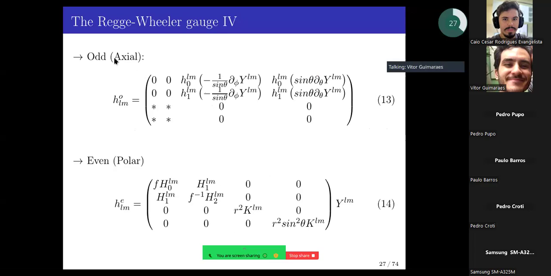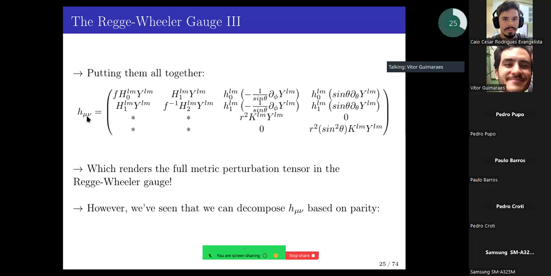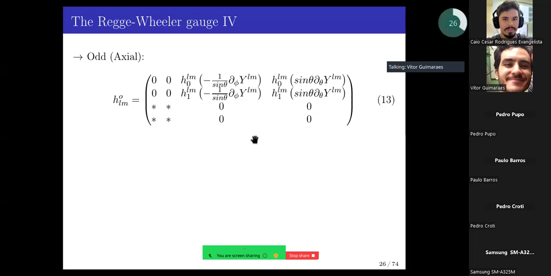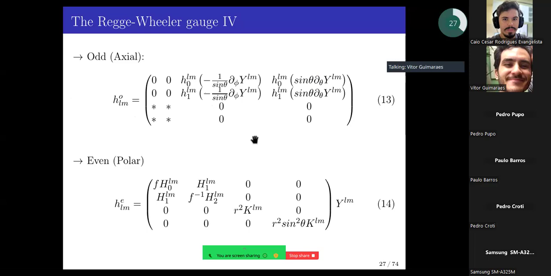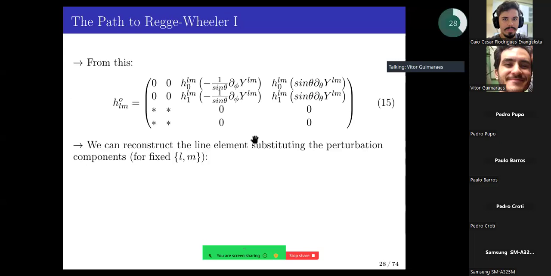Remember also that in the references, you may find these being called axial and polar. It's very common to find this, so I'm just putting it here so that you won't forget. What we have in mind now, instead of working with the full metric and putting it all in one Einstein equation with all these components, is that we separated it into odd and even parts, such that we can now reconstruct two different line elements. Remember that the line element is constructed from the full metric.